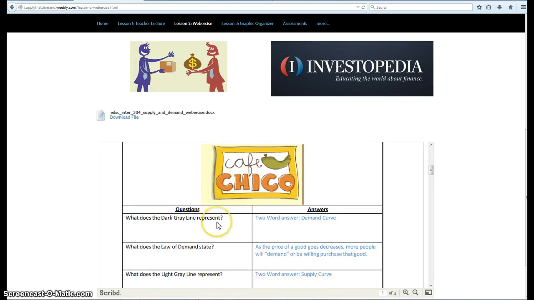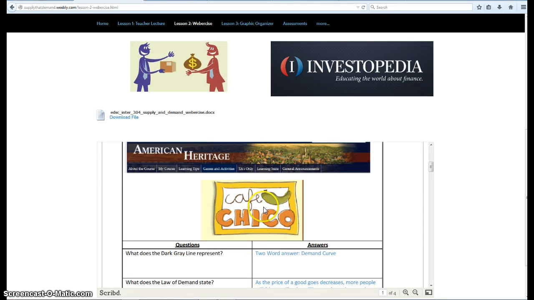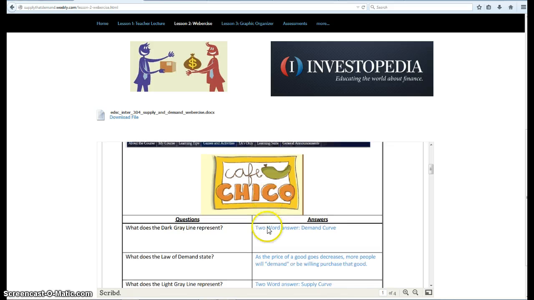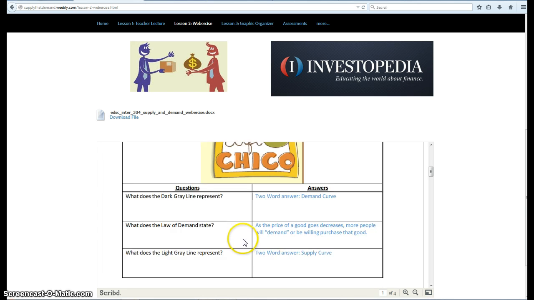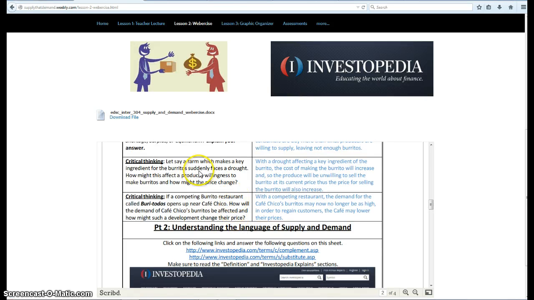And so here, my questions again are trying to guide students into understanding. In this case, this Webquest is about this restaurant called Cafe Chico, and they need to understand a graph of supply and demand about burritos and how changing the price will affect the demand and supply of burritos. So they have to represent parts of a graph in the beginning, and then I have some critical thinking questions for them. They can write pretty much whatever they can, as long as it's along the lines of what's written here.